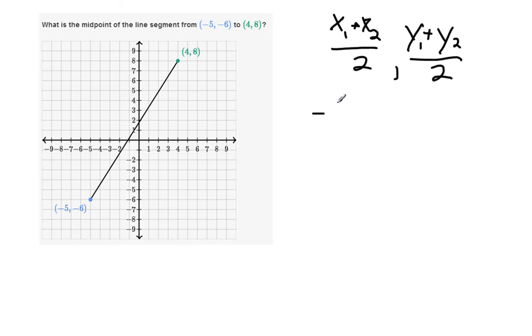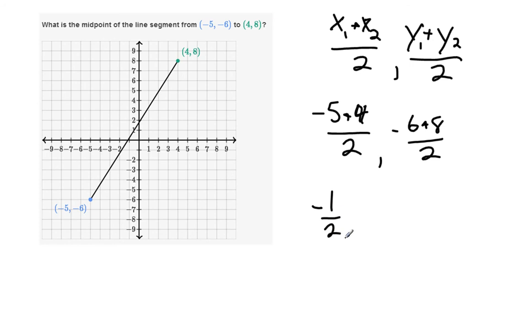So we have -5 plus 4 divided by 2, and then we have -6 plus 8 divided by 2. So -5 plus 4, that's -1. -1 divided by 2, well, that's just -1/2. We can leave it like that. And then -6 plus 8 is 2. 2 divided by 2 is 1. So our midpoint of this segment is -1/2, 1. Right? Correct. Next question.